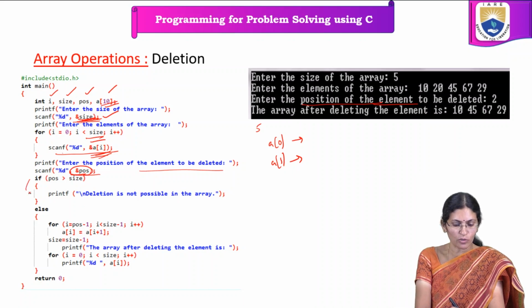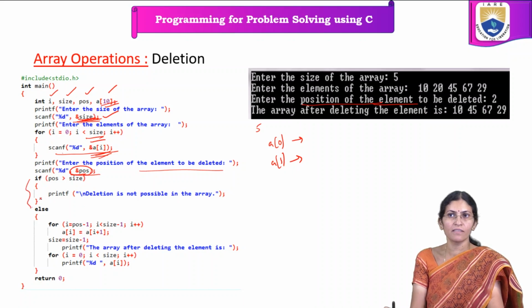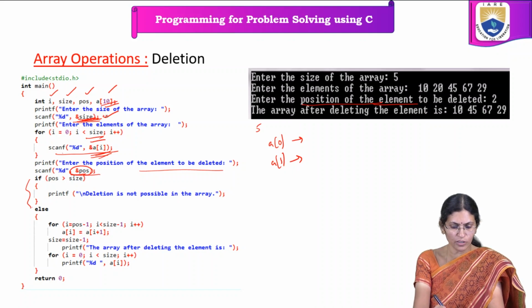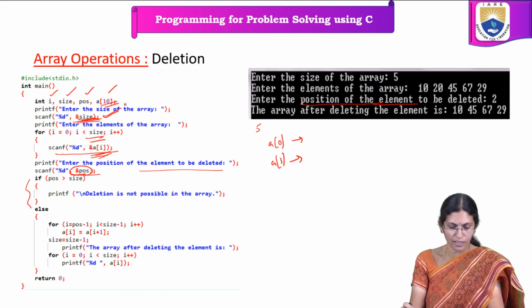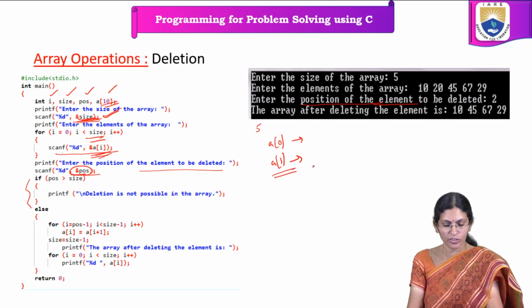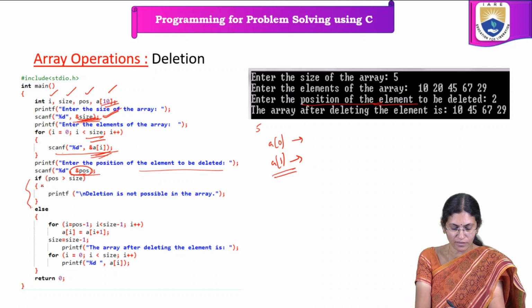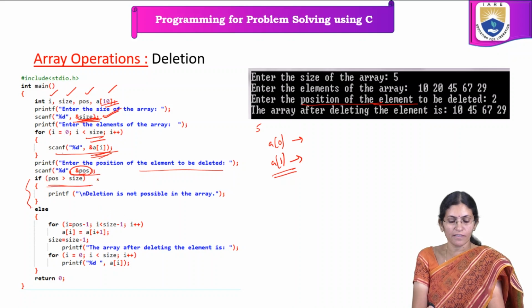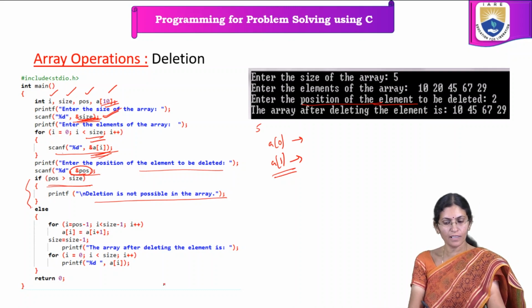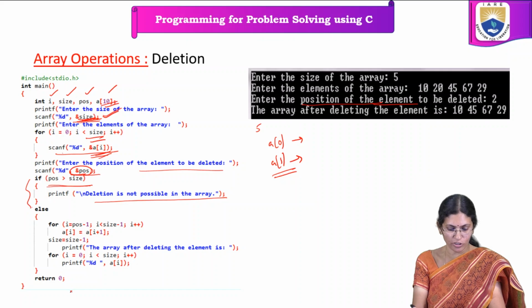Then this is bound checking: if POS is greater than size. In arrays we have seen that there is no bound checking. So if the user is giving 5 as the size, and the position given by the user is more than 5, then the deletion operation cannot be performed. So for that, this is the if condition which we have specified. If POS is greater than size, deletion is not possible in the array. Else, in the else part, we are performing the deletion operation.